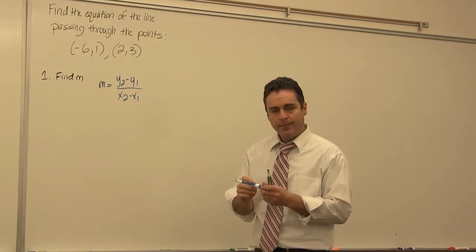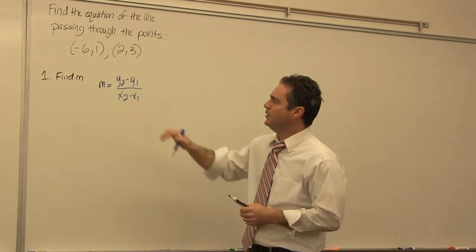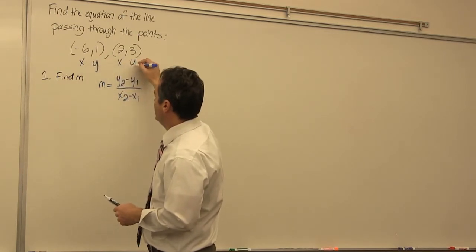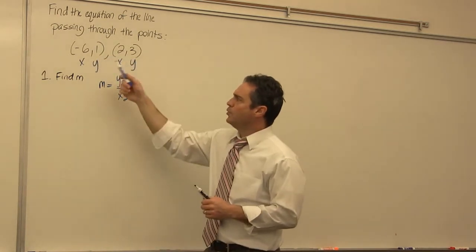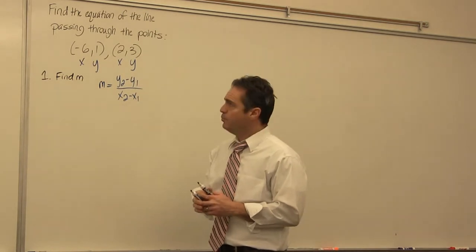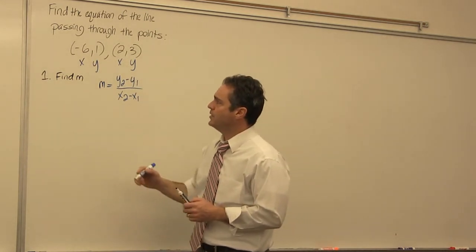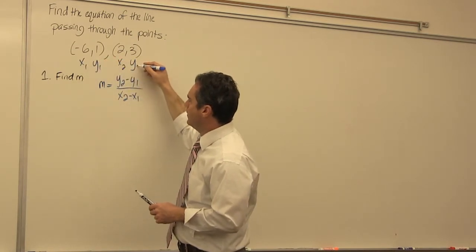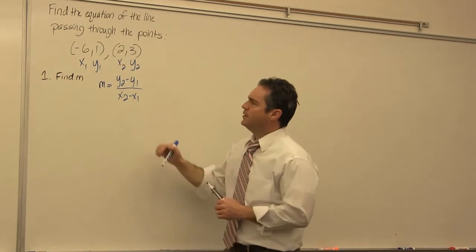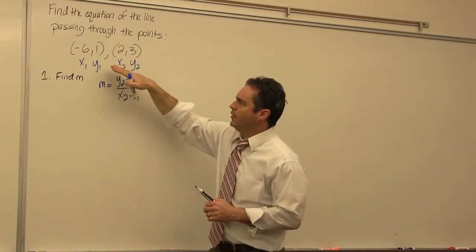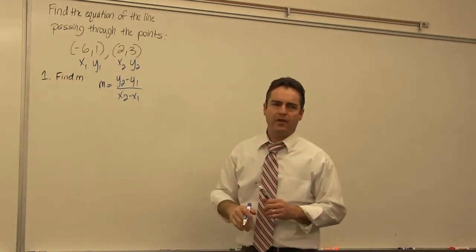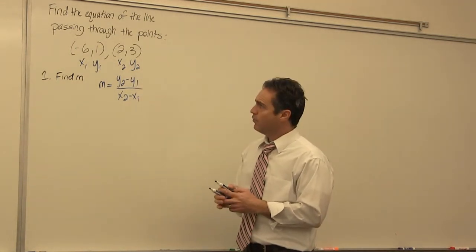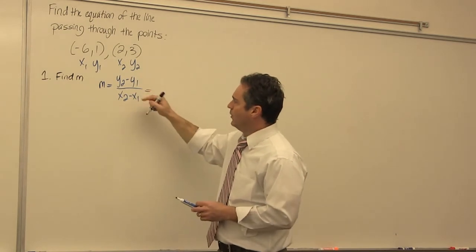Now I want you to remember that it is so important to label these x and y and x and y. It doesn't matter which one is your first point. It just matters that you pick one as your first point and one as your second point. So we'll go ahead and say this is our first value of x and y and our second value of x and y. This step of having you label these will help you stay very organized and place the correct numbers in this formula correctly.